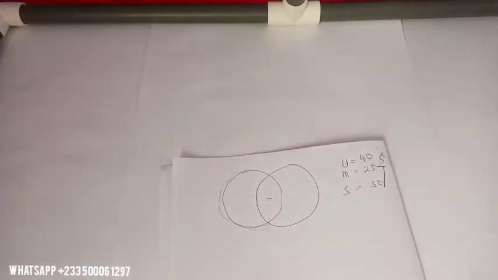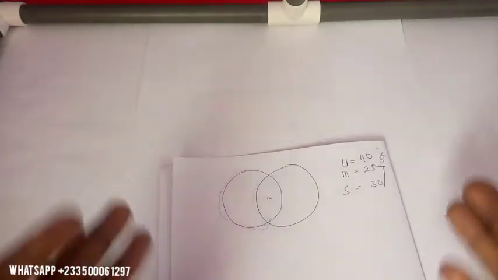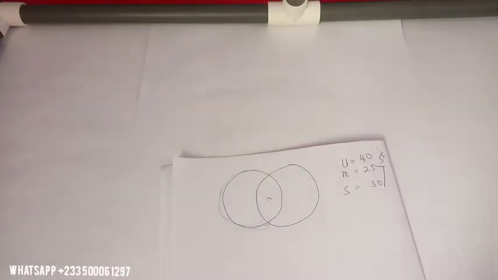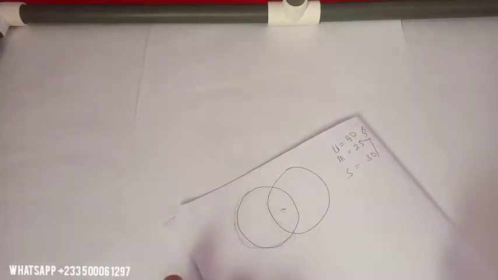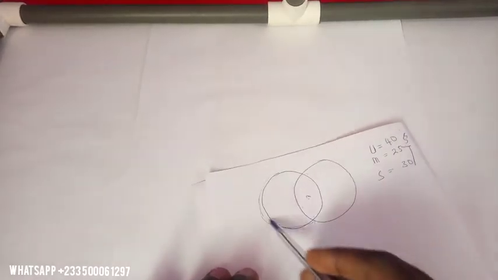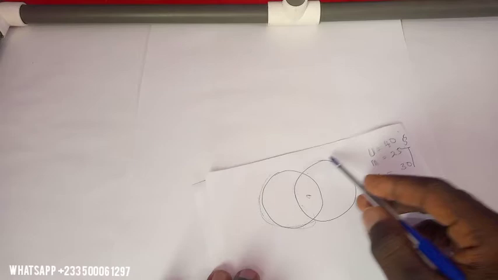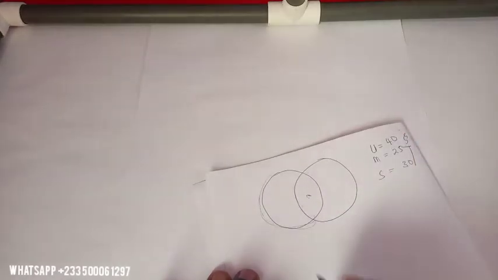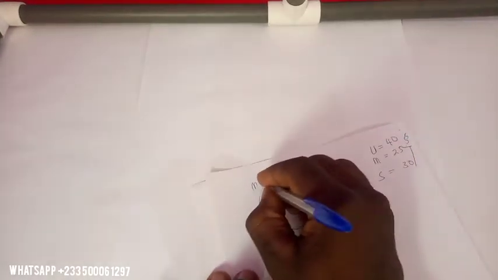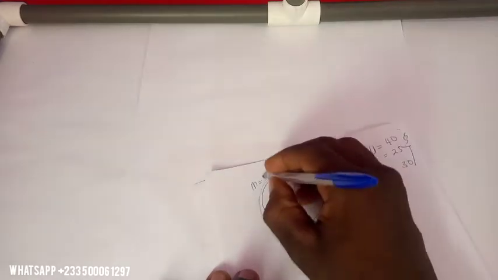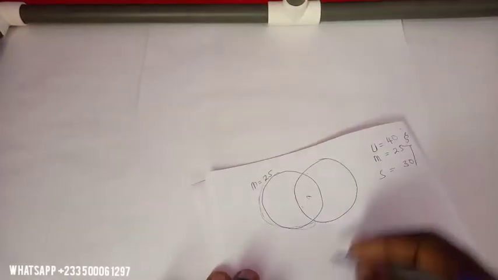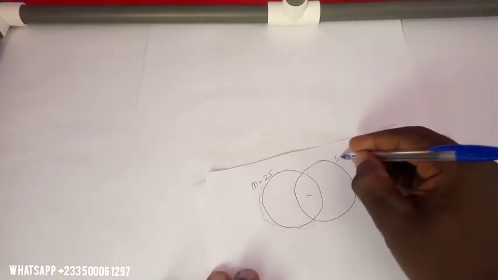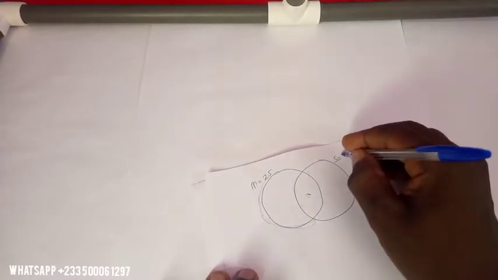Hello? So let's look at this particular question that we have. In this circle here, this belongs to maths. And the circle over there belongs to science. So I can use M here and say the number of maths students is 25, and the number of science students is 30.